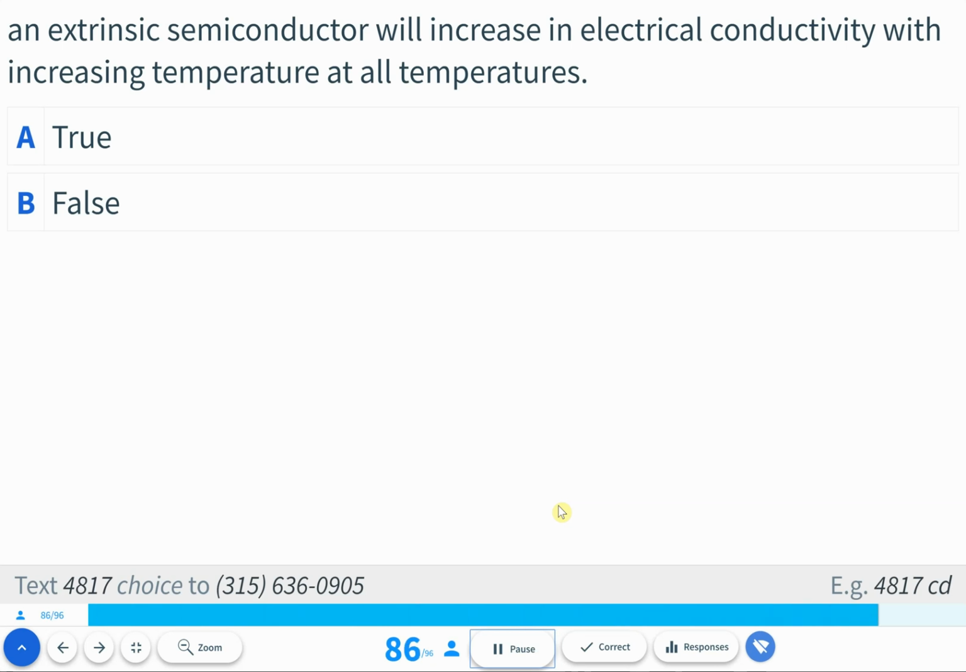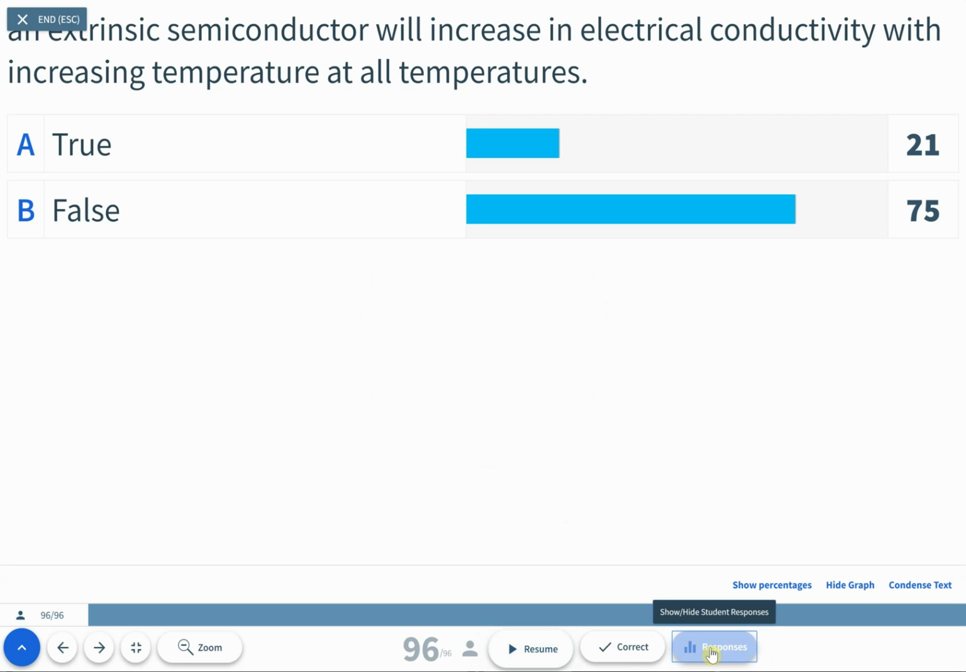Okay, get your answers in. Another 20, 30 seconds. Okay, I'm going to close it. Everyone looks like they've answered. Okay, what do people think?